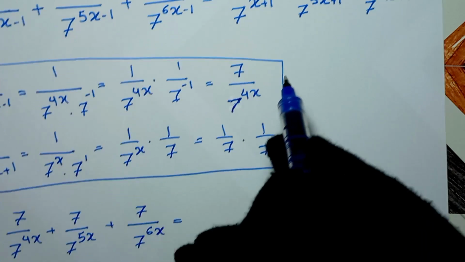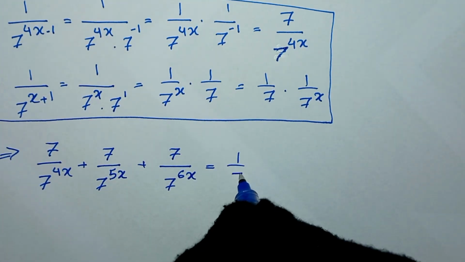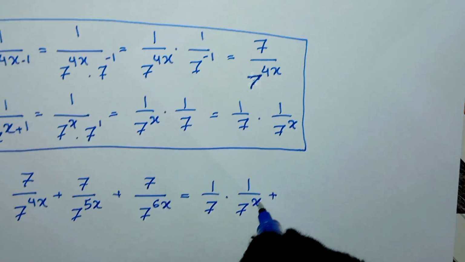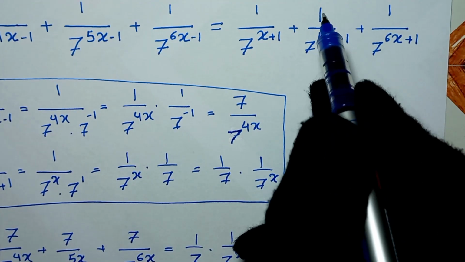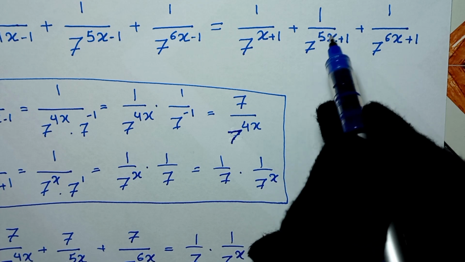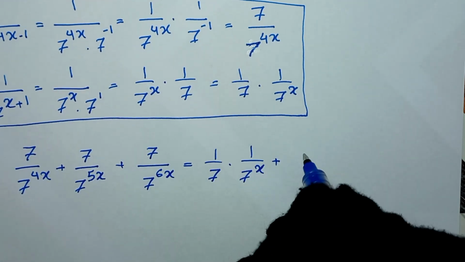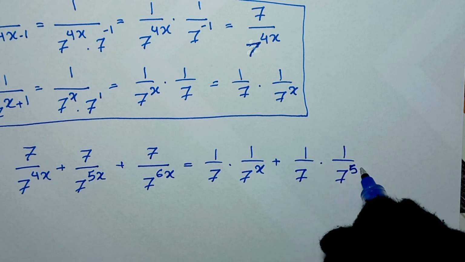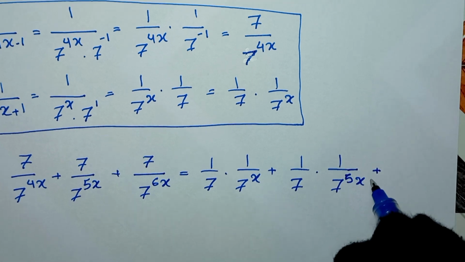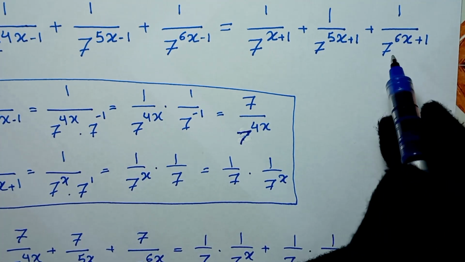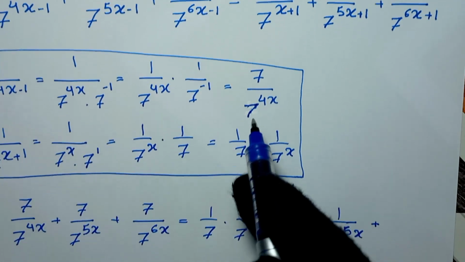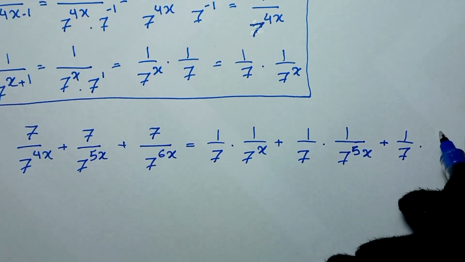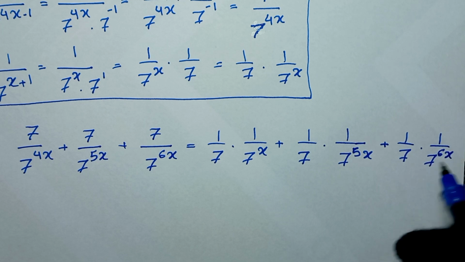And in here, this is equal to 1 over 7 times 1 over 7 to the power of x plus, also for this is equal to 1 over 7 times 1 over 7 to the power of 5x, right? So we're writing here 1 over 7 times 1 over 7 to the power of 5x and plus, also for this it will be 1 over 7 times 1 over 7 to the power of 6x.